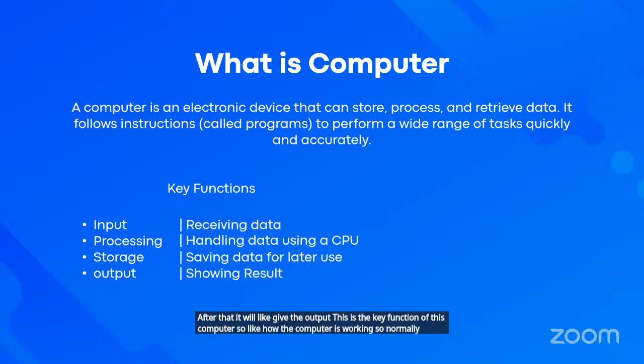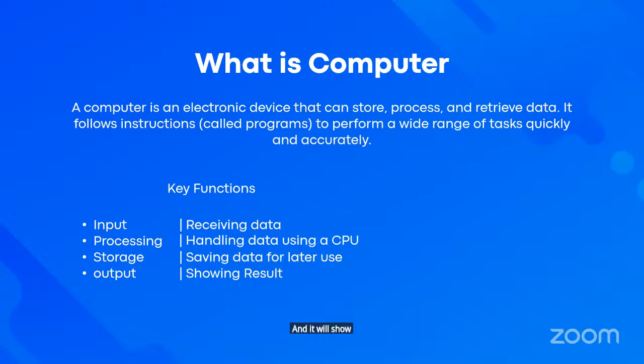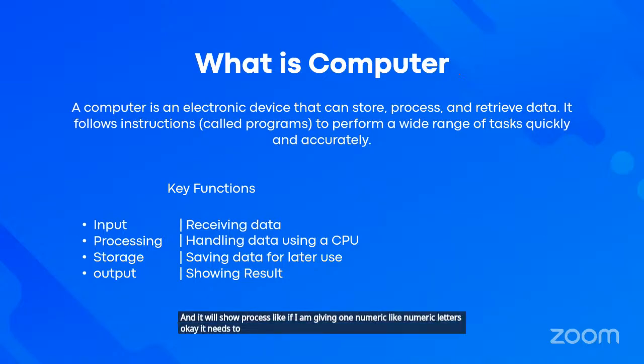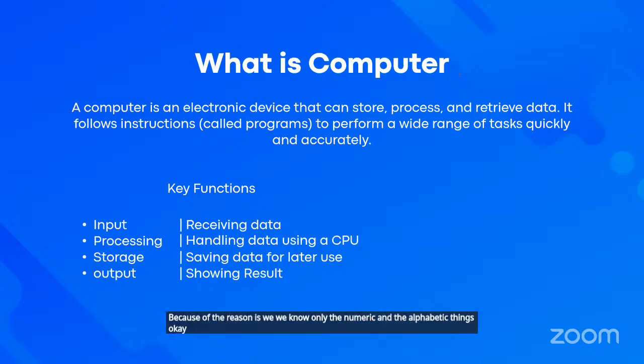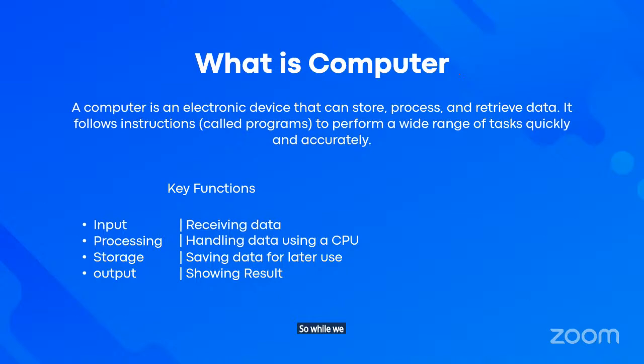Normally, for example, I am entering through the keyboard my name with the help of the computer. It will go to the processing mode and process it. If I am giving numeric and alphabetic letters, they need to be translated to machine language. The reason is that we know only numeric and alphabetic characters, but the computer doesn't know them. The computer only knows 1 and 0. So while we are entering an input, it needs to be converted to 1s and 0s.